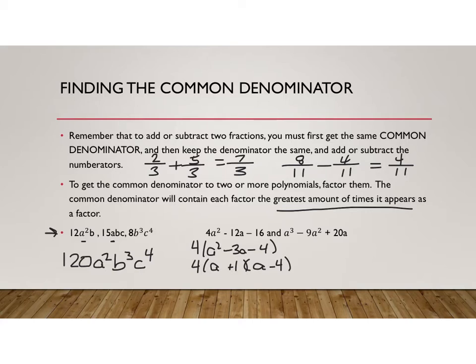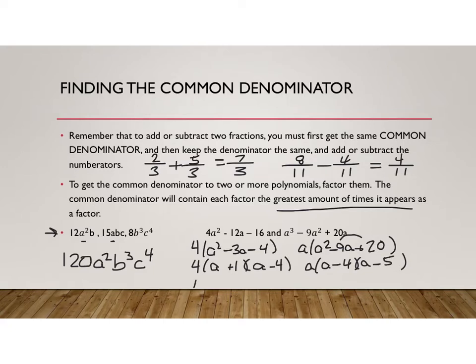In the second one, I could take an a out. That will leave me with a squared minus 9a plus 20. So I've got an a. I'd have a and a. And since it's a positive 20, both signs would need to be negative. And 4 and 5 would work.